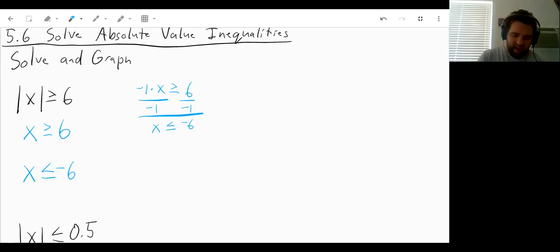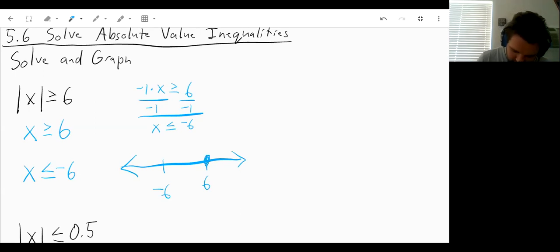Either way, we can still graph this. So we can go ahead, make our number line. Got a +6 and a -6. It will be a solid dot at both, or a closed circle at both. And x has to be larger than +6 or less than -6. So that's what our graph will look like.